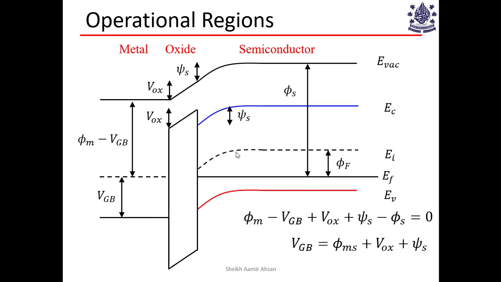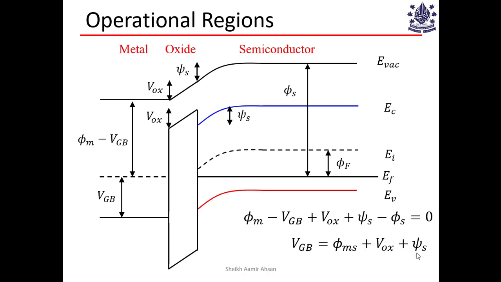How is it dropped? Some of it is dropped in Vox, as the oxide drop. Some of it is dropped as semiconductor voltage drop, right? The drop from here to here is nothing but surface potential, the drop in the semiconductor. And some of it is also used in flattening the bands, right? So anytime you apply VGB, first of all, you flatten the bands. If you apply phi ms, it will flatten the bands. And beyond that, if you apply any more VGB, it will lead to a drop in the oxide and also in the semiconductor.